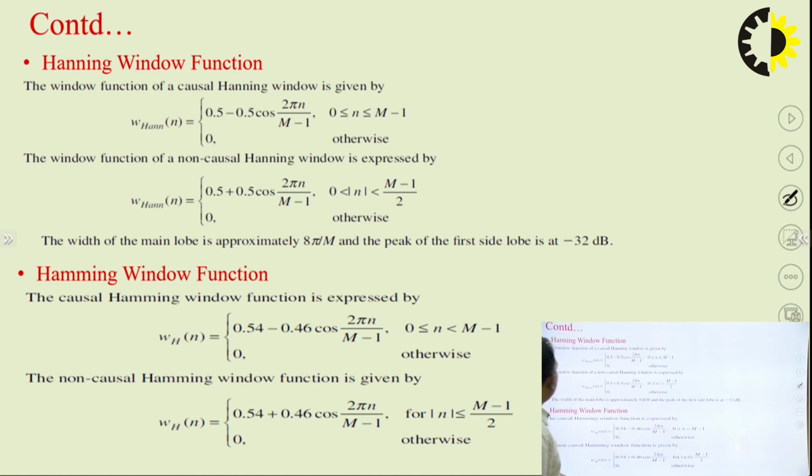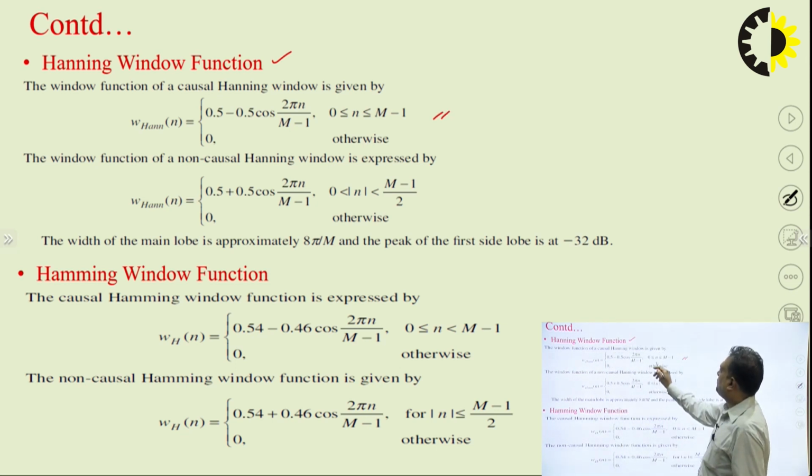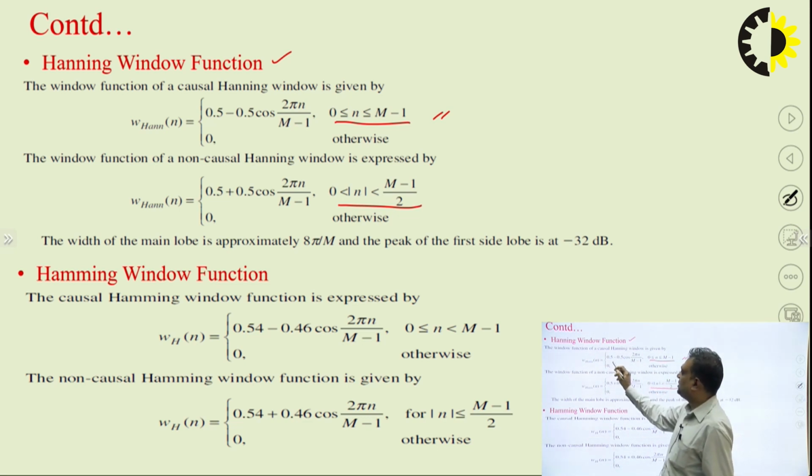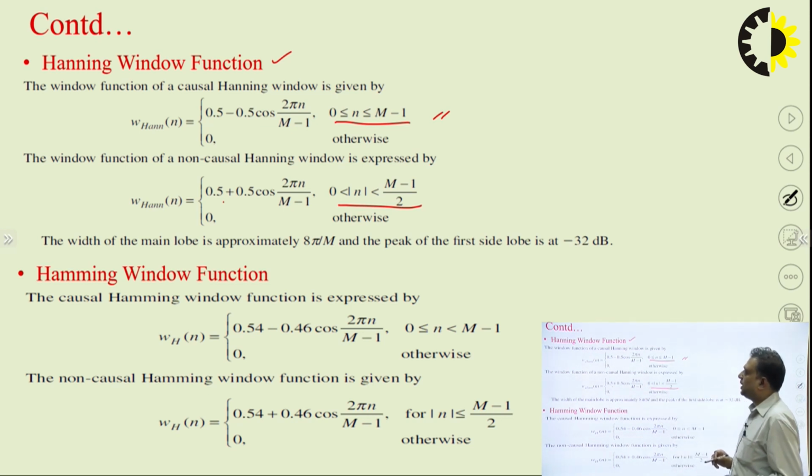Then comes another window function like Hanning window function. So Hanning window function is explained here. So this is for causal one and this is for symmetric one. Okay. So in causal window function, we can see the expression is 0.5 minus 0.5 cos 2 pi n upon M minus 1, and here 0.5 plus 0.5 cos 2 pi n upon M minus 1. Okay, only sign will be changed. So if we take Hanning window function causal and we are taking capital M equals to 5, capital N or capital M, you can take anything.